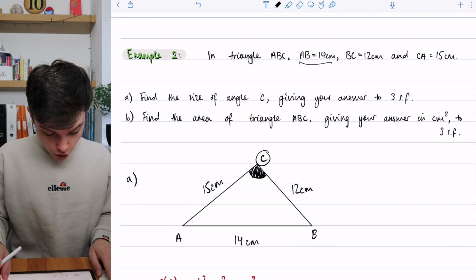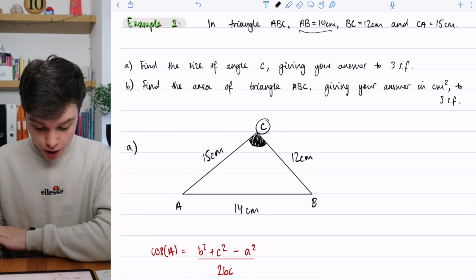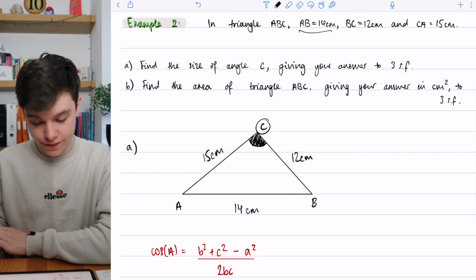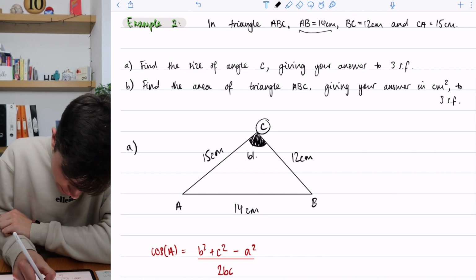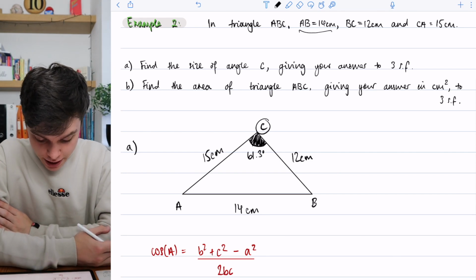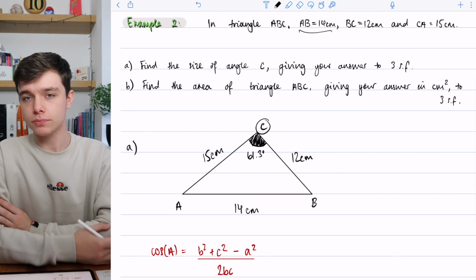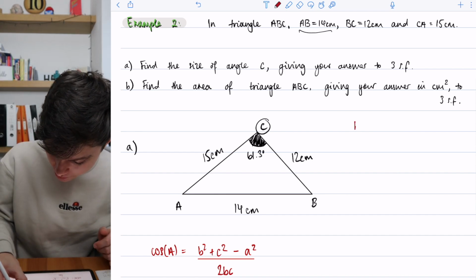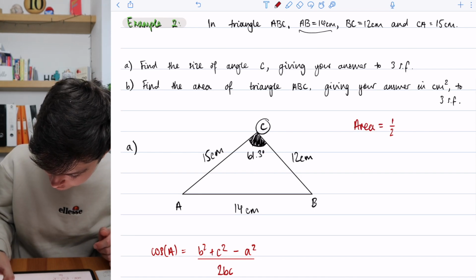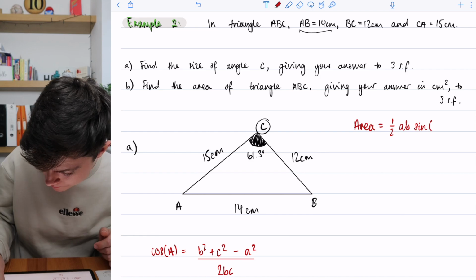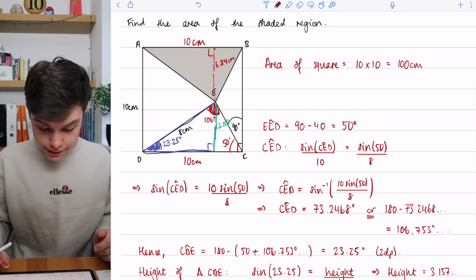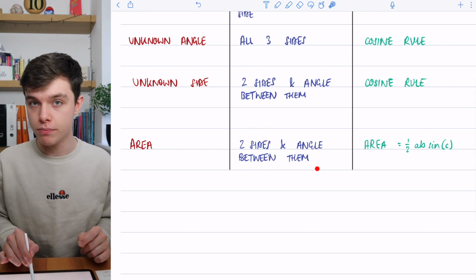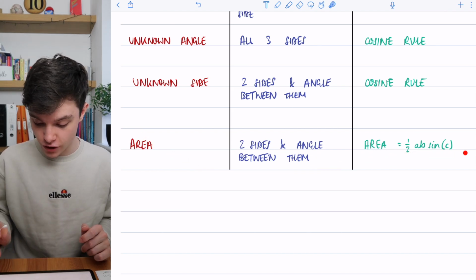Okay, part B was this. It says find the area of the triangle ABC, giving your answer in centimetres squared to 3 significant figures. I'm going to write this on here, that's 61.3 degrees. And now we want to find the area. So if we think about the formula for a minute, it's a half AB sine C. I'll write it here. The area is a half AB sine C. And if we go back to the table, we need to use that formula. We need to be given 2 sides and the angle between them. Then we can work out the area using this formula.